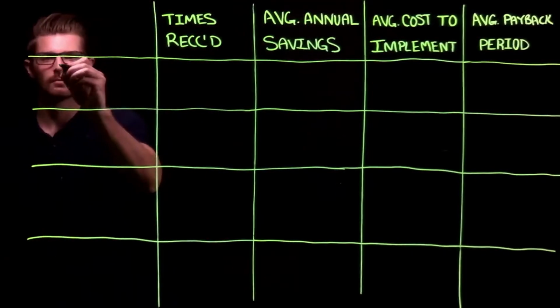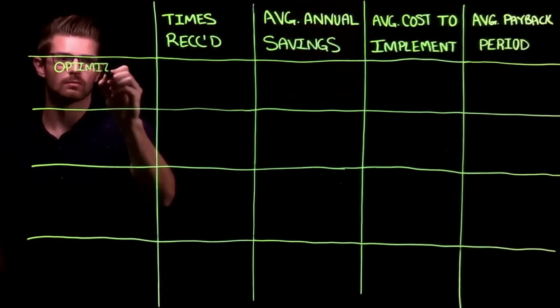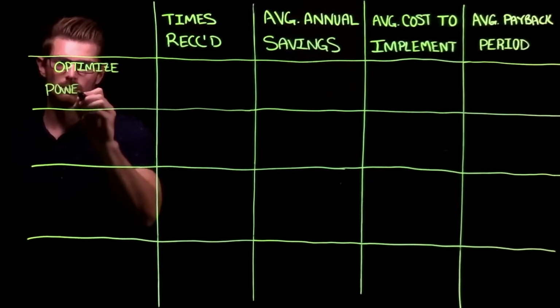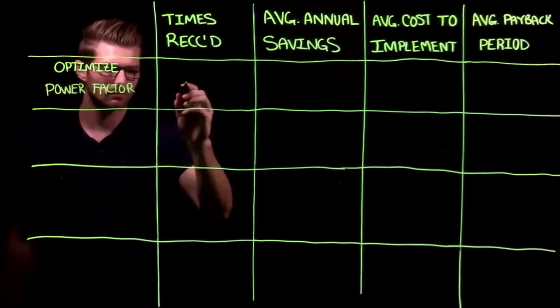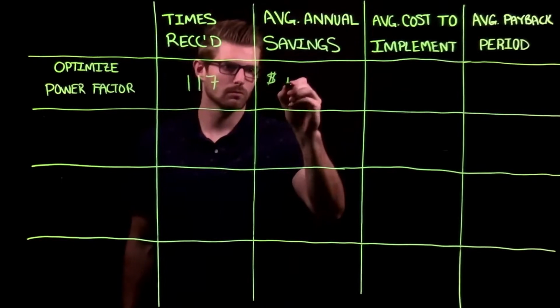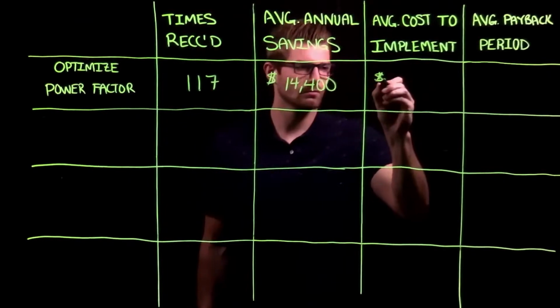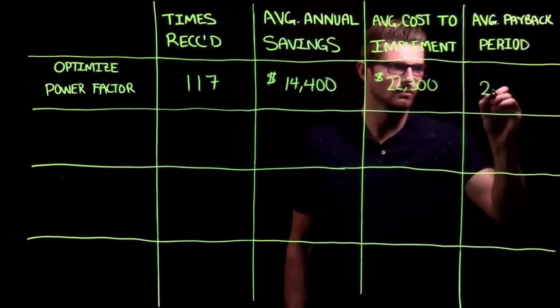This recommendation has a typical implementation cost of $22,300 and an average annual savings of $14,400. Centers have recommended this action be taken 117 times to facilities, and the resulting average payback period has been 2.3 years.